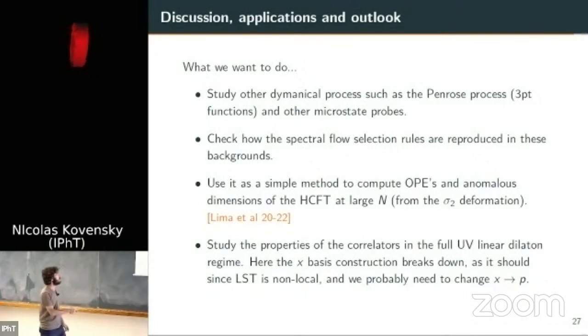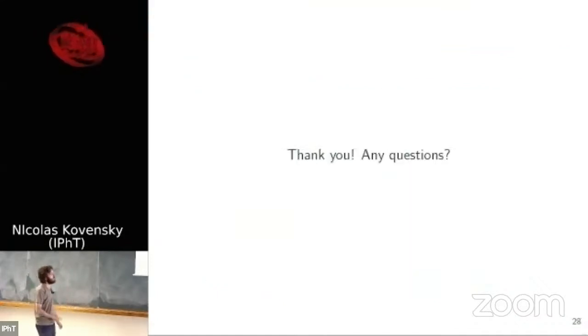And in this case, there's only one nice comment, which is that the way in which we build this boundary coordinate breaks down when you go to the UV, and it should break down because little string theory is non-local. Okay, so that's also expected. That's all. Thank you.